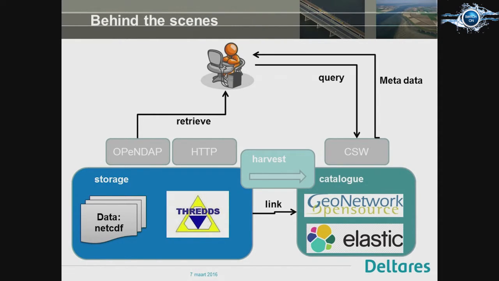We currently support two catalog services. One, GeoNetwork, and two, the Elasticsearch engine. Firstly, GeoNetwork hosts the CSW, the Catalog Service for the Web API, allowing users to search in an open way what is available. The Elasticsearch catalog does not host this API, but is very fast, which is the reason why we decided to also support this.